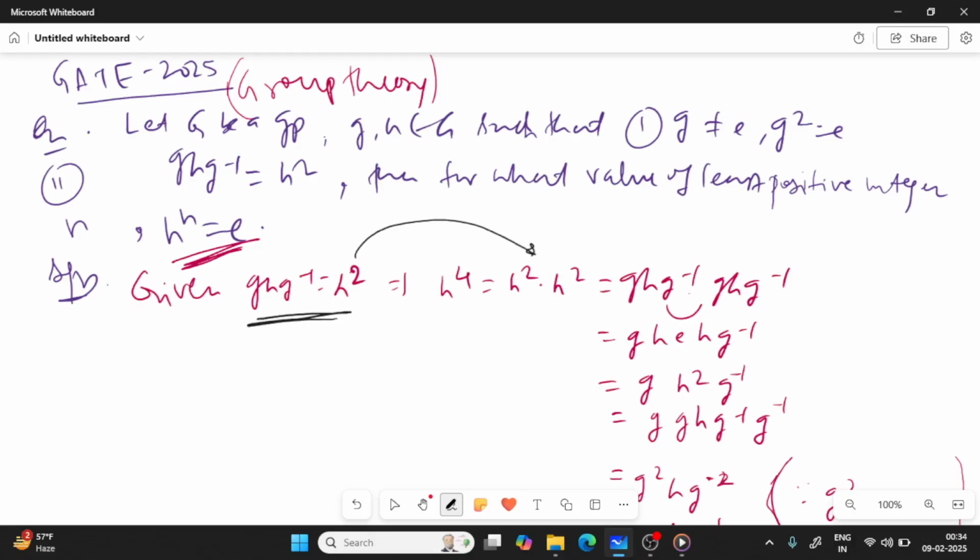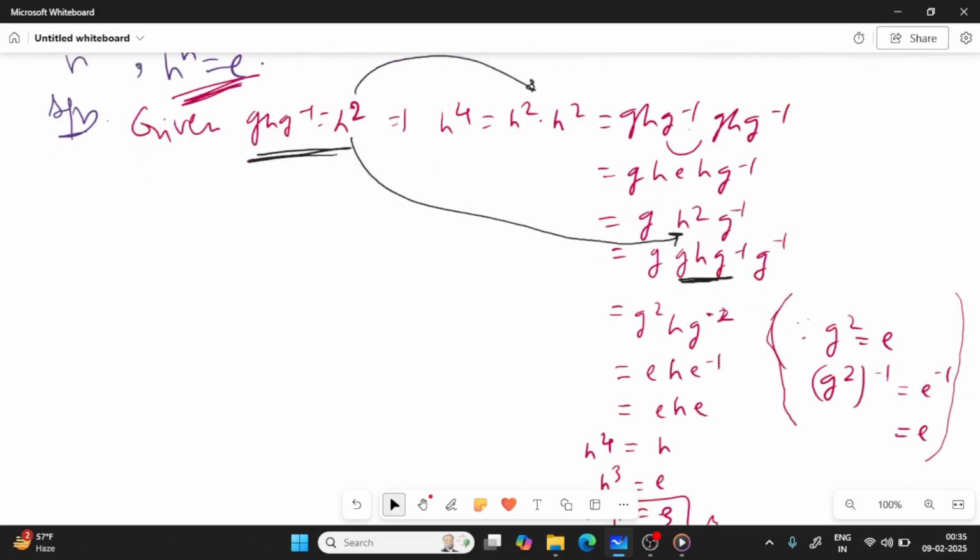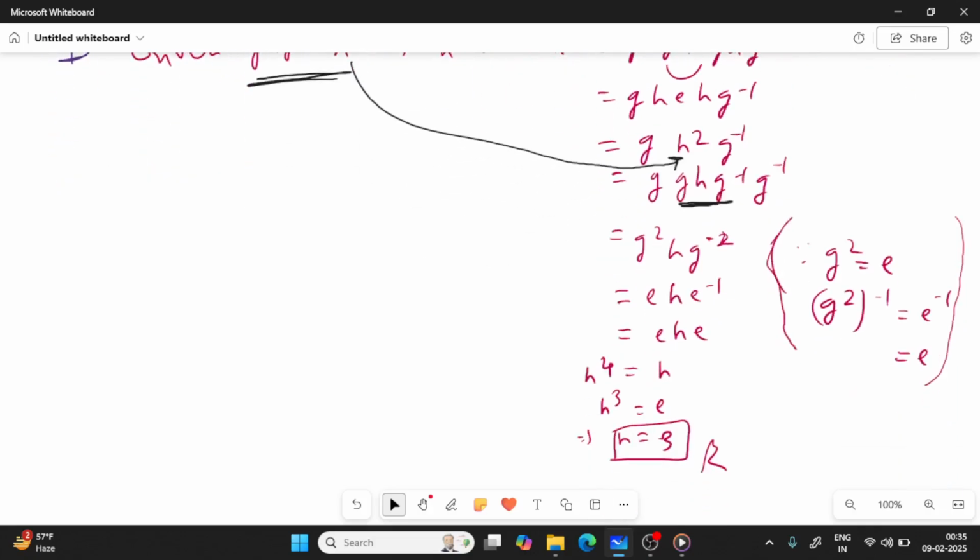Now again h squared is involved here, and you can substitute the value of h squared from this place as g inverse. So it would be g g inverse h g g inverse, and this g and g inverse would remain as earlier. So we will finally get g into g, that is g squared, h, g inverse into g inverse, that is g to the power minus 2. Now, it is g squared h g to the power minus 2.